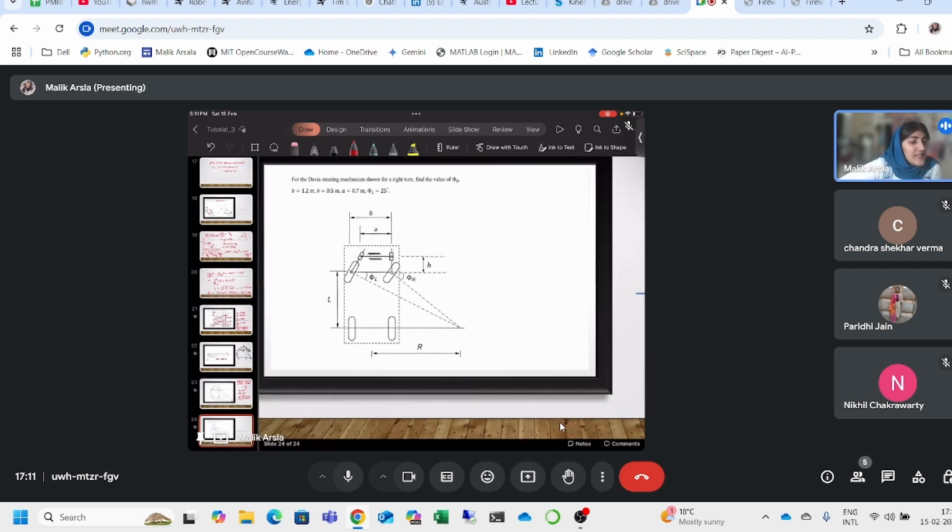For Davis steering mechanism shown for a right turn, find the value of phi R. We have been given the lengths B, A and H, and even phi L has been given. So what is the Davis steering mechanism? What is the condition for a right turn of Davis steering mechanism? Can anyone tell me?